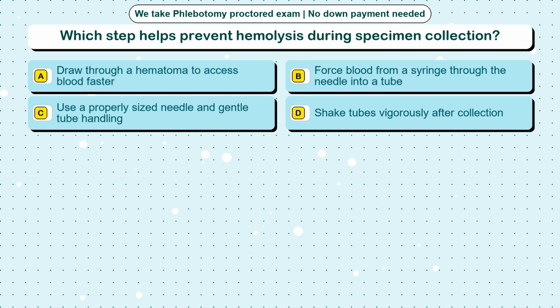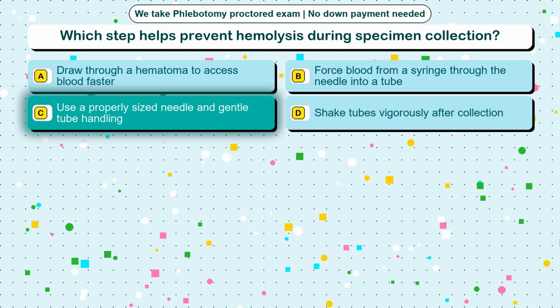Question 75. Which step helps prevent hemolysis during specimen collection? Option A. Draw through a hematoma to access blood faster. Option B. Force blood from a syringe through the needle into a tube. Option C. Use a properly sized needle and gentle tube handling. Option D. Shake tubes vigorously after collection.